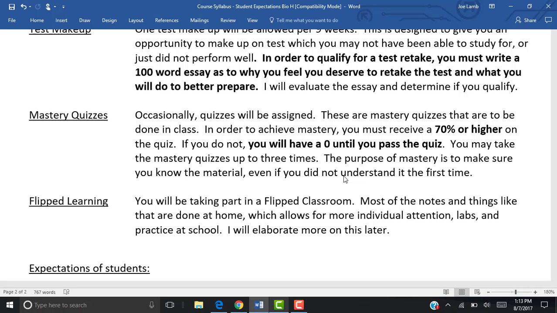So all you'll need to do is write a brief 100-word essay on why you feel you deserve to retake the test and what you'll do better to prepare in the future. I'll look at the essay and determine if you qualify. If so, we'll make a time and you can come in and retake the exam.